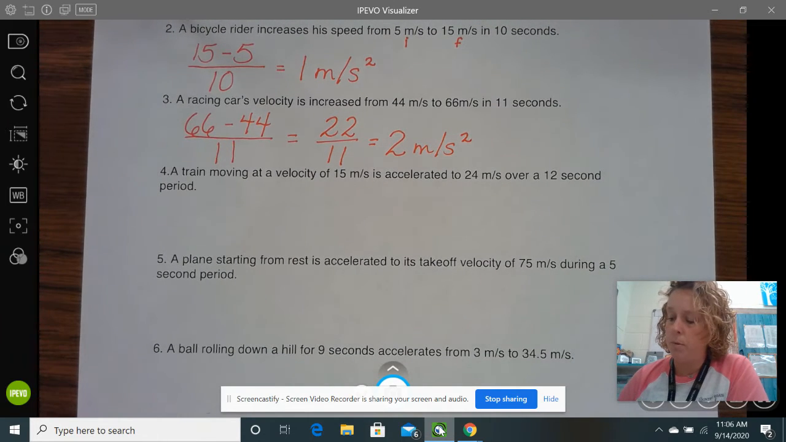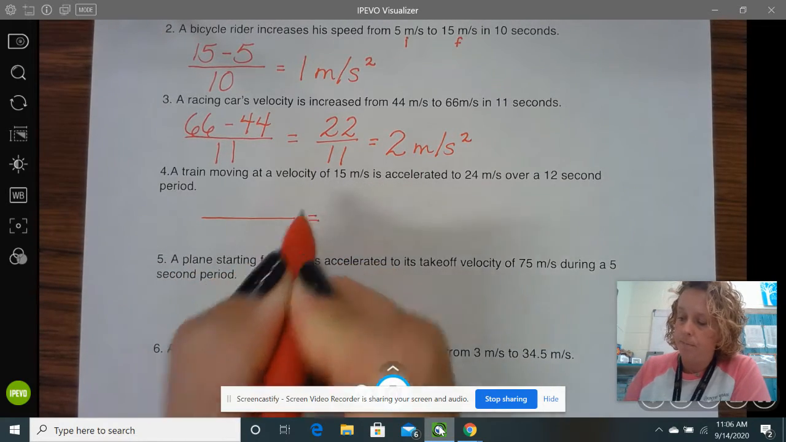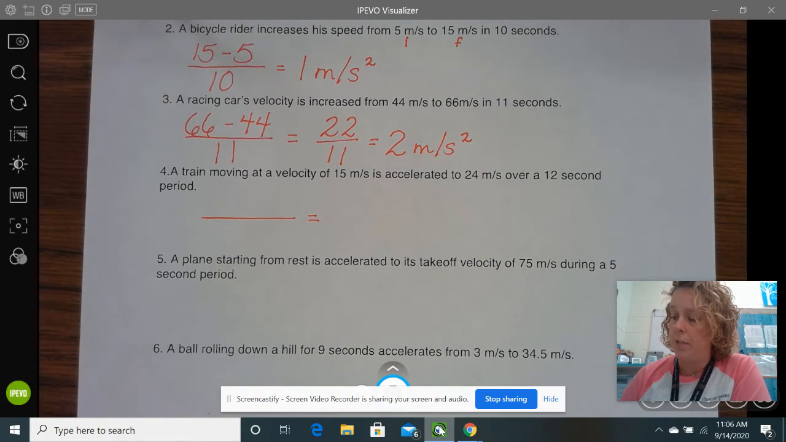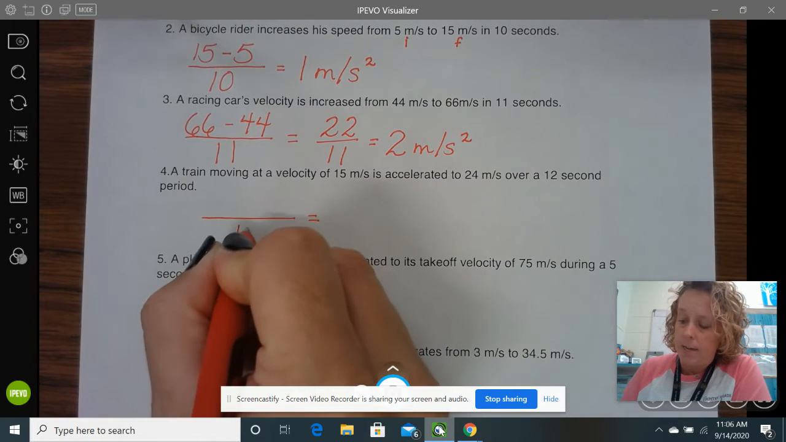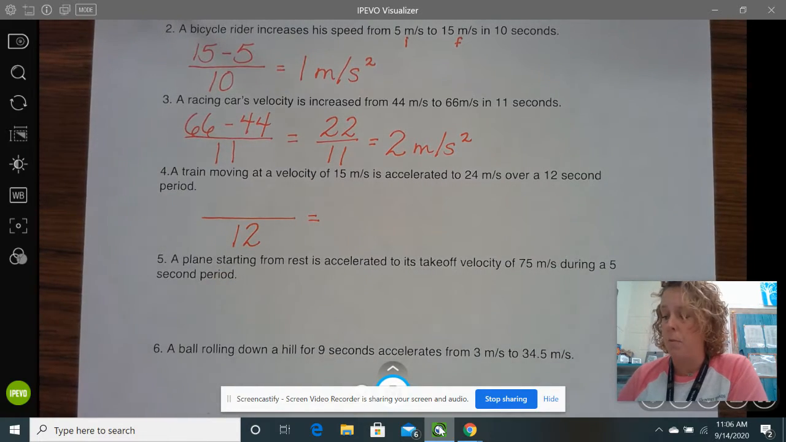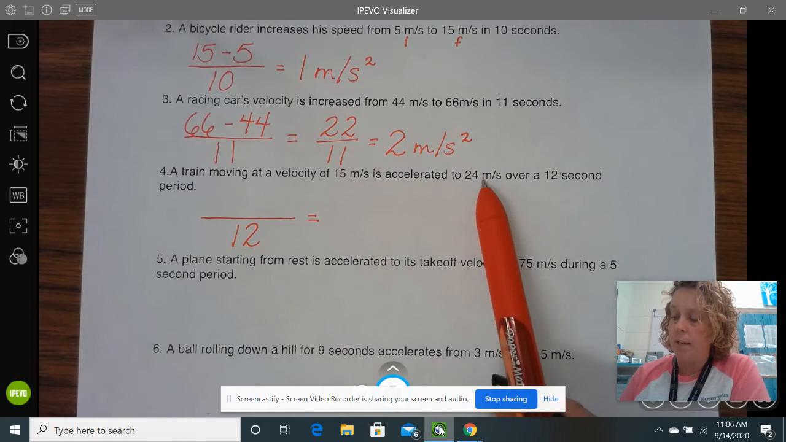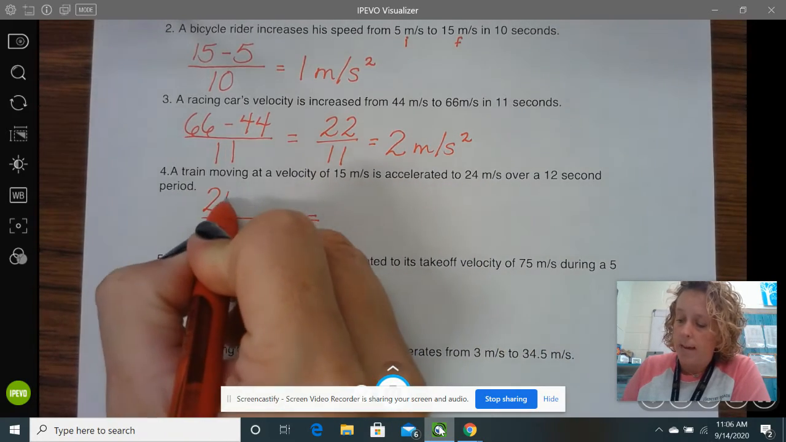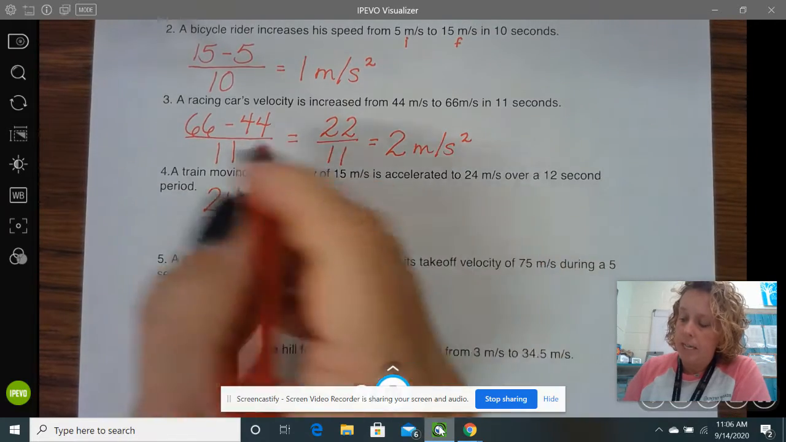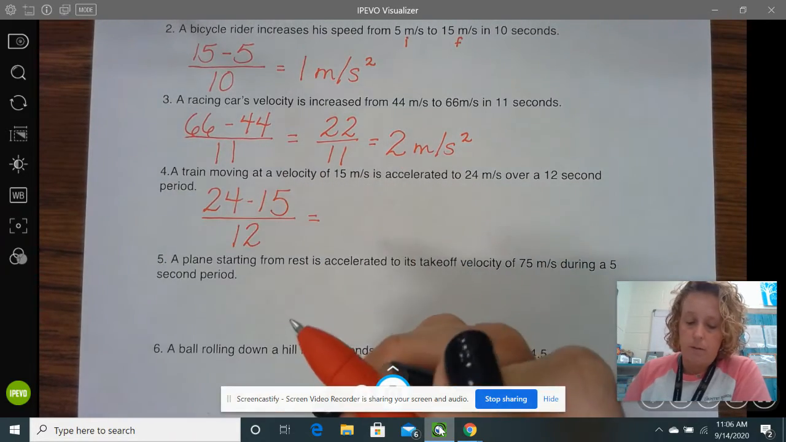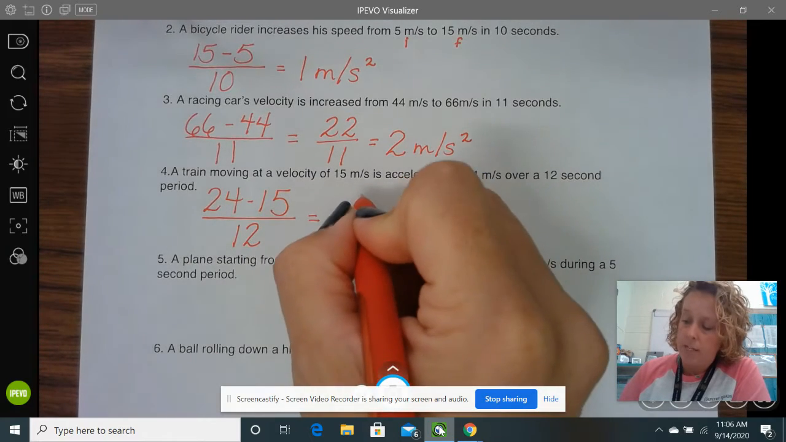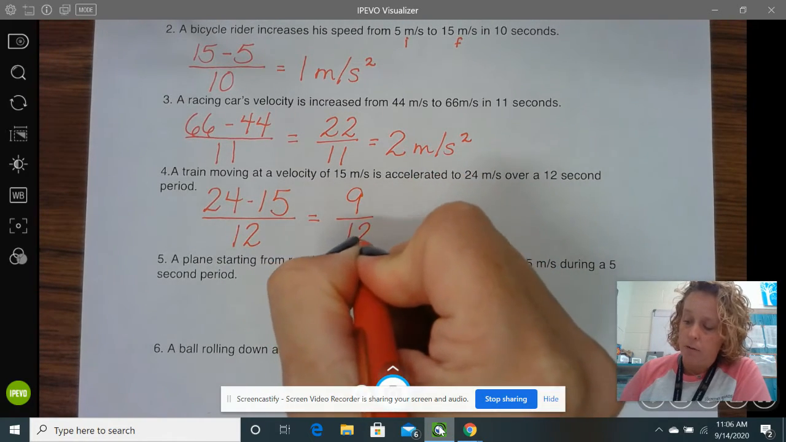Okay, moving right along, number 4. A train moving at a velocity of 15 meters per second is accelerated to 24 meters per second over a 12-second period. Okay, so let's find the acceleration. Time, that's usually going to be your easiest component for this formula to pick out in the problem. Okay, so the velocity of 15 is accelerated to 24. So 24 will be our final. 15 is our initial. Okay, so 24 minus 15 gives you 9 divided by 12.